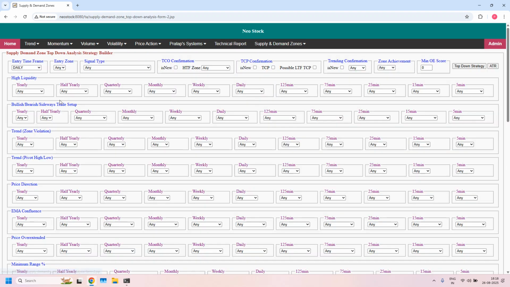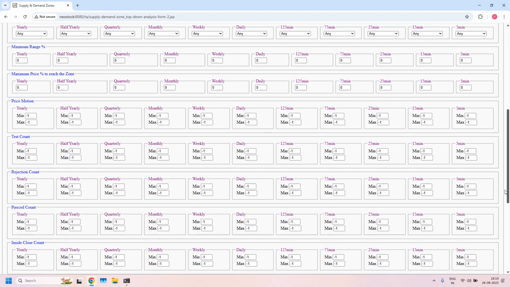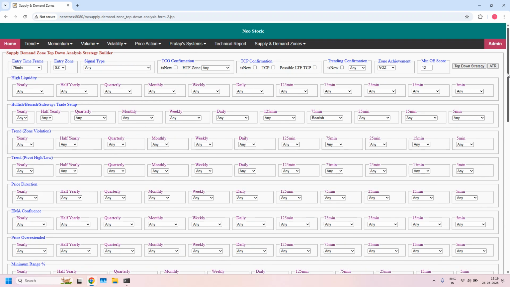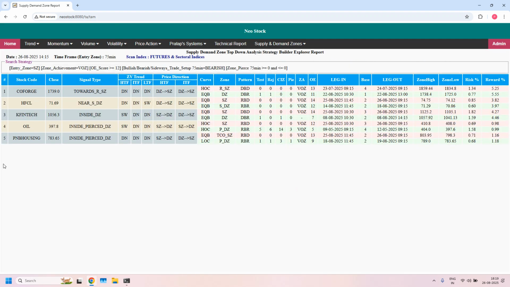Next, bearish trade setup for weekly income trade. Entry time frame 75 minutes, entry zone supply zone. Bullish or bearish, I am selecting bearish. Zone achievement VOZ. Minimum order hands score 12. And the 75 minute supply zone should not be pierced. So in the pierced count at 75 minutes time frame, minimum value 0, maximum value 0. With these filters, we got 5 stocks supporting the bearish trade setup for weekly income trade.